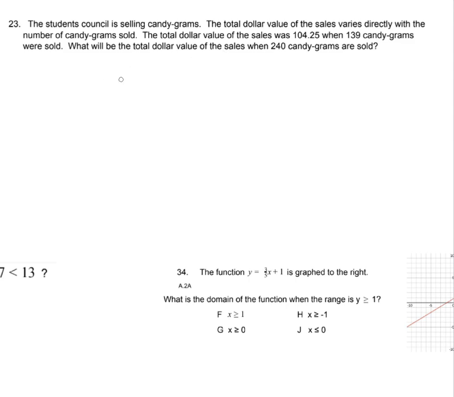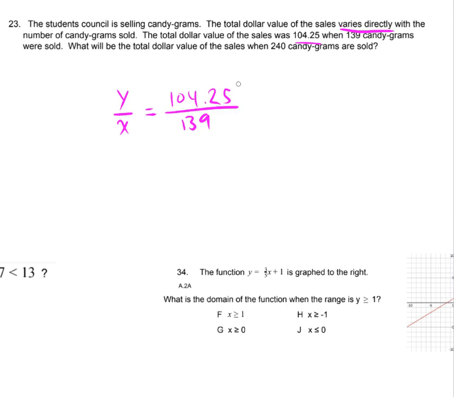So with this one, what they're doing is they said that it varies directly. And whenever you see the words varies directly, I want you to think y over x. And so they give us a situation where the total dollars of sales was 104. Remember, the sales are going to come from the amount of candy you sell, right? So the sales, 104.25, is going to be my y value. So it's going to be 104.25, right? Over 139, right? And that's my y over x that you always see when you see varies directly, okay?